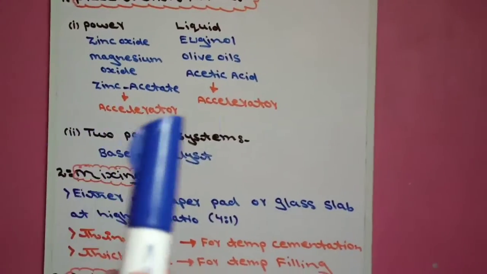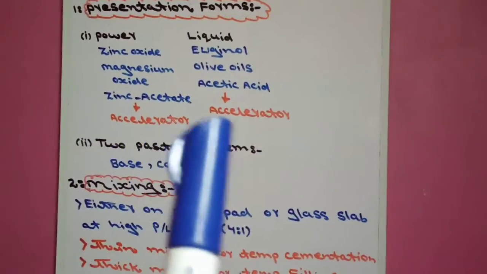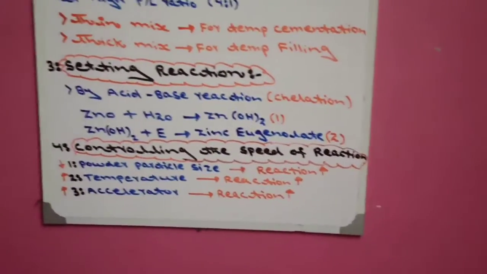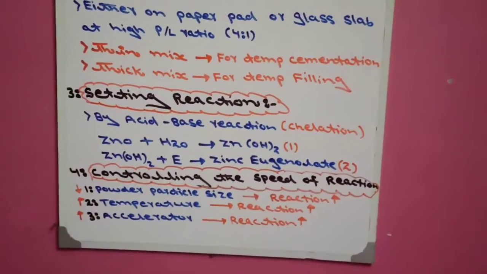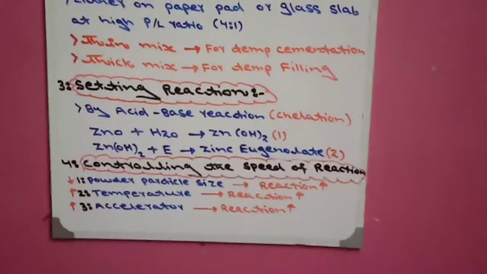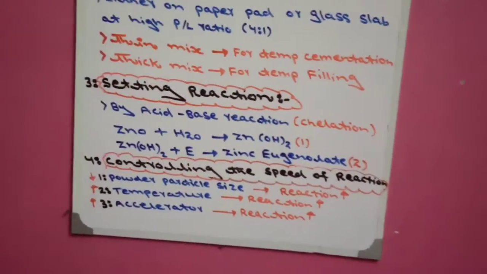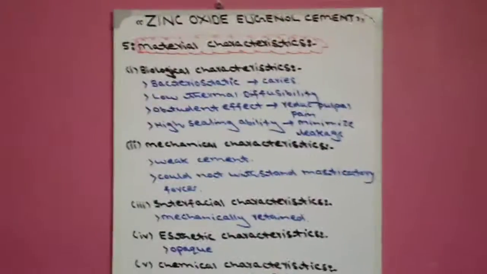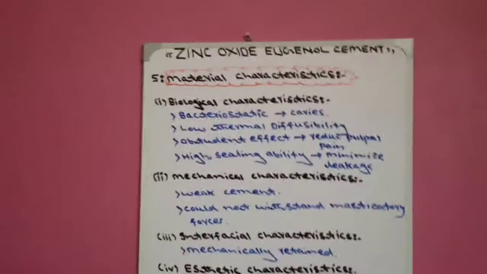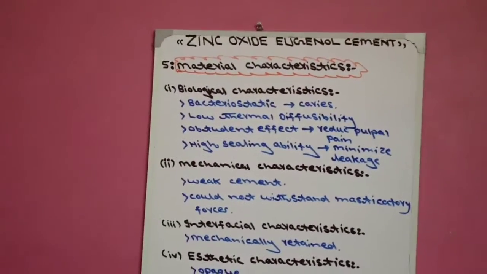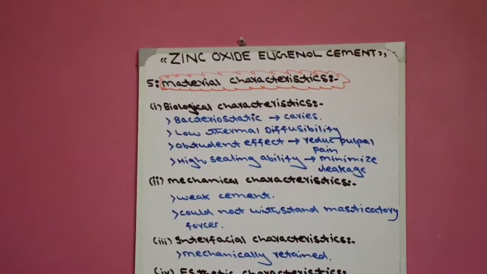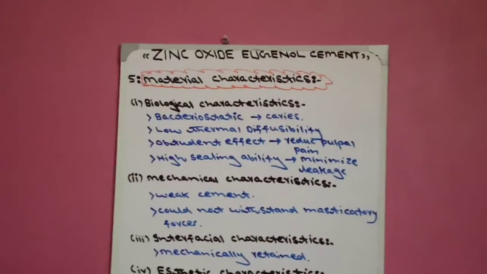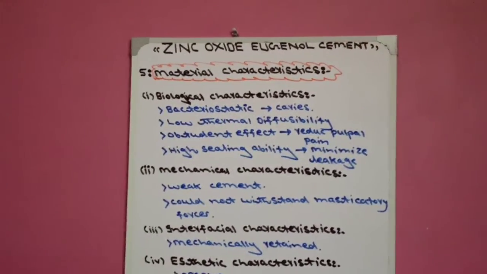Here we use accelerator in both liquid and powder. This controls the speed of reaction; it is the factor on which the speed of reaction depends. Now further we will study the material characteristics and uses. In material characteristics, we mean which type of characteristics, which type of properties, zinc oxide eugenol has.